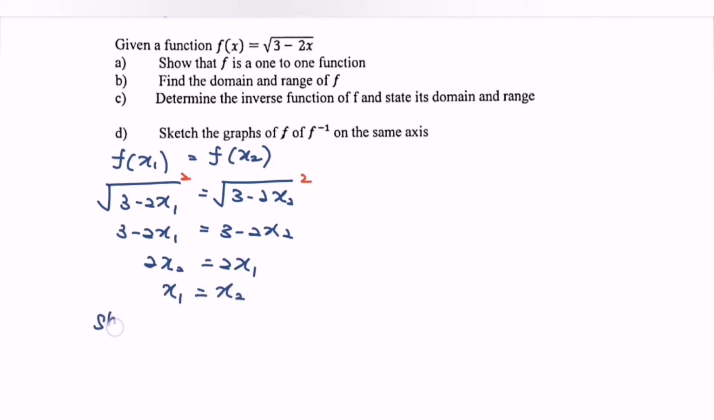So this shows that f(x) is a one-to-one function because x1 is equal to x2.